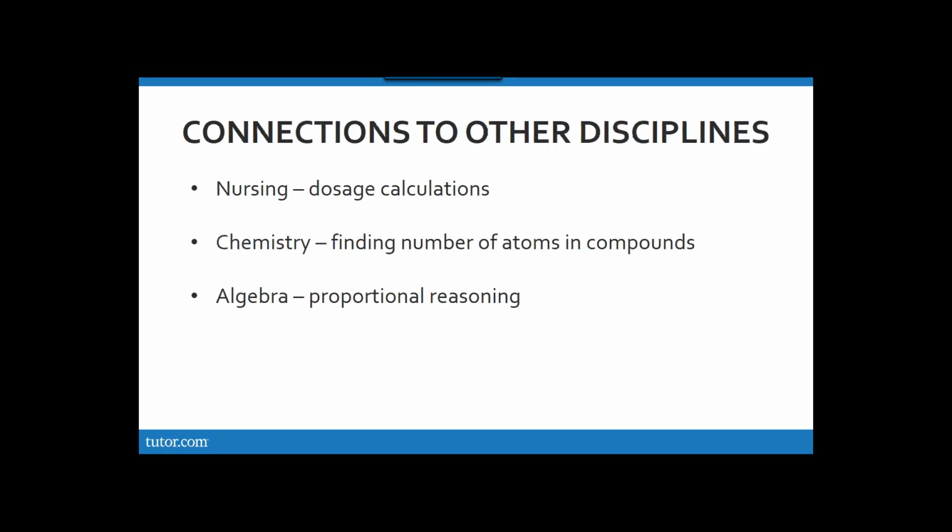So in these examples, we did nursing for dosage calculations, chemistry for finding the number of atoms in compounds, and algebra for proportional reasoning. I know Susan mentioned that as a chemist, this was something she did. Nursing and anything in the healthcare field is huge, because nurses and nursing assistants are always the ones calculating how much to put in your IV. So if that's a field you're planning on entering, dimensional analysis is your life, as they say. You will definitely need a strong grip on this.